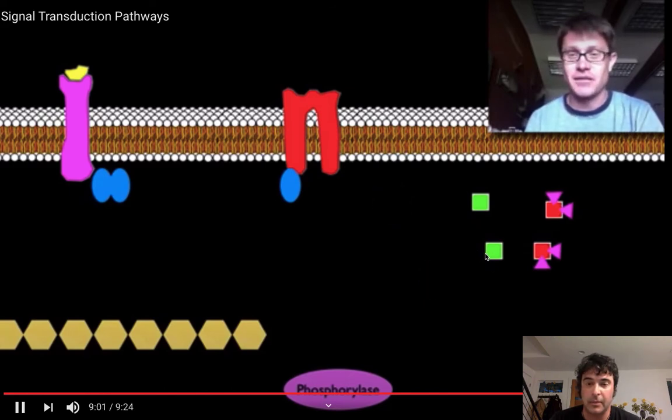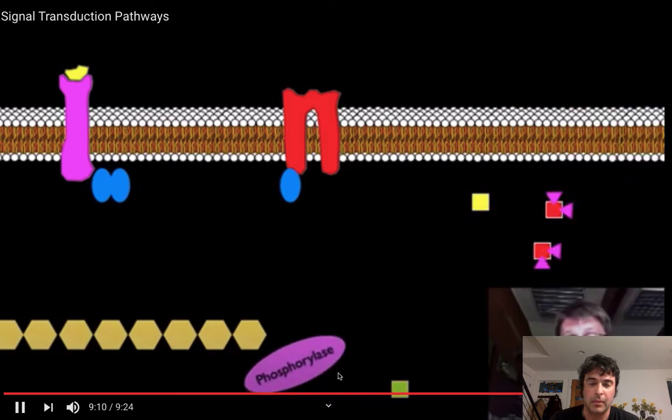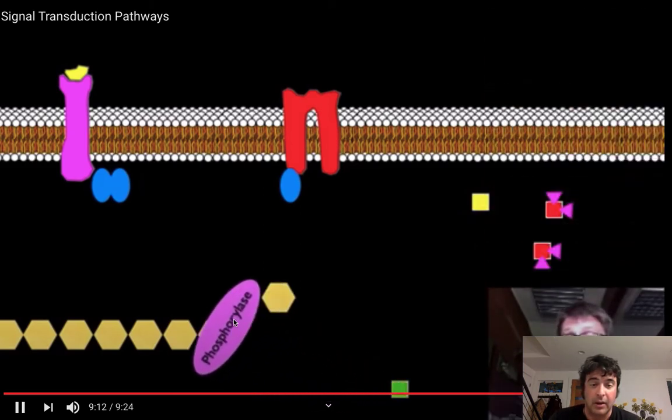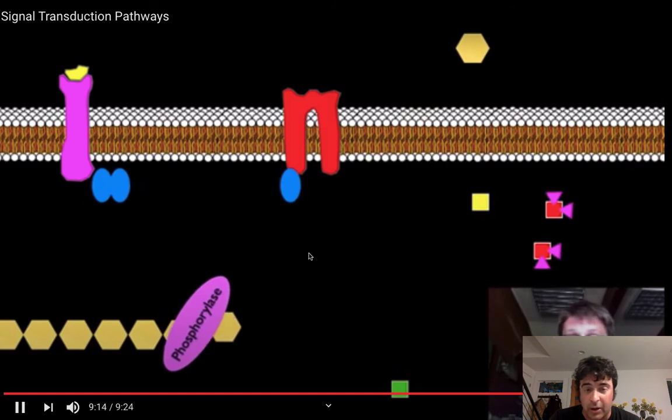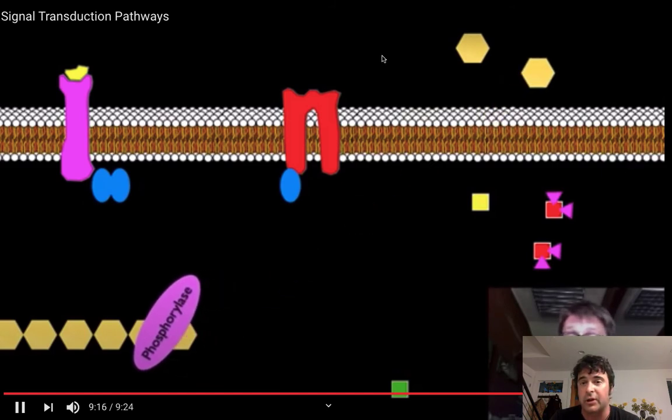Phosphorylation. That's right. We're going to add a phosphate group to them. They're going to turn yellow, and now they're able to pass on that phosphate group to phosphorylase. So it's activated, and it can break down glycogen. Glycogen's broken down into individual glucose molecules. So that's the signal transduction pathway.